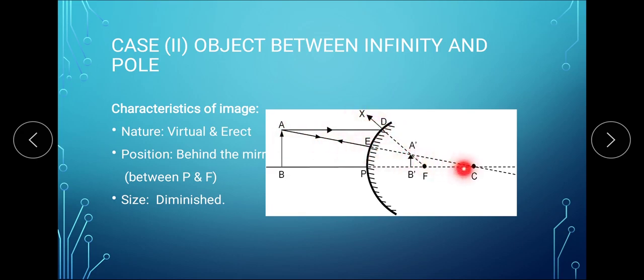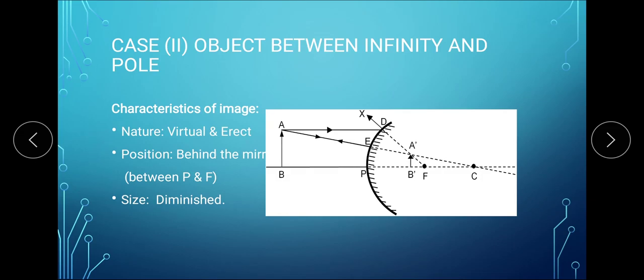One is this ray and second is this ray. These two reflected rays will appear to meet at a point A dash, right students, which is behind the mirror between P and F. So your image A dash B dash will be formed behind the mirror between pole and focus, right? And the image will be virtual and erect. It will be diminished also.